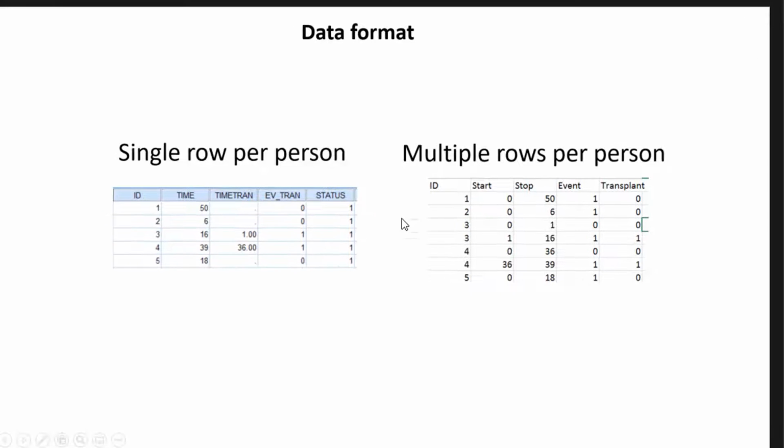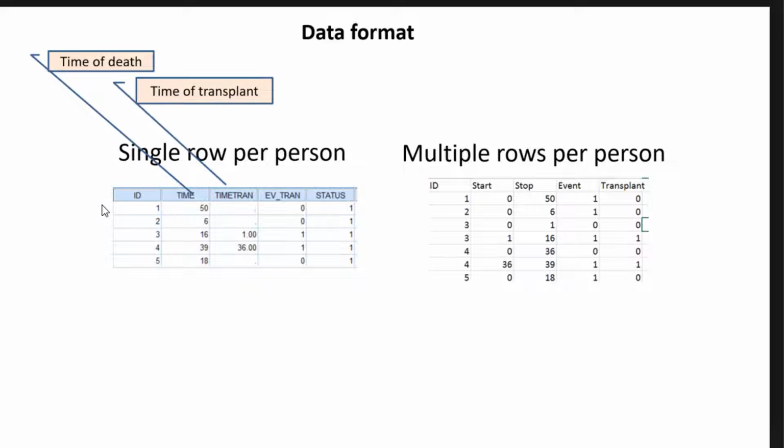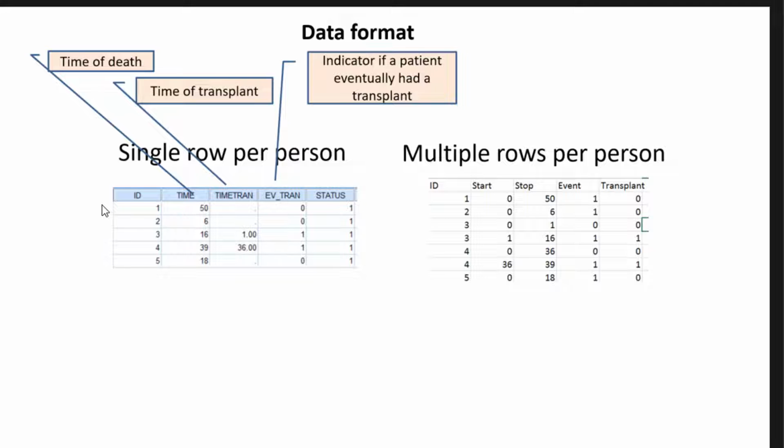There are 2 ways to create a dataset in Excel for a time-varying covariate. In the single row per person format, data from a single patient is entered within one row. Time is the time of death, time tran is the time of transplantation, and EV tran is an indicator of whether a patient eventually had a transplant. The status variable indicates whether patients died or survived.